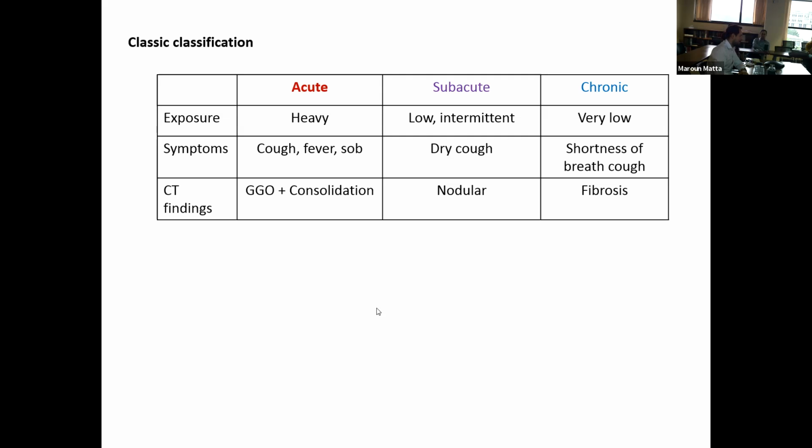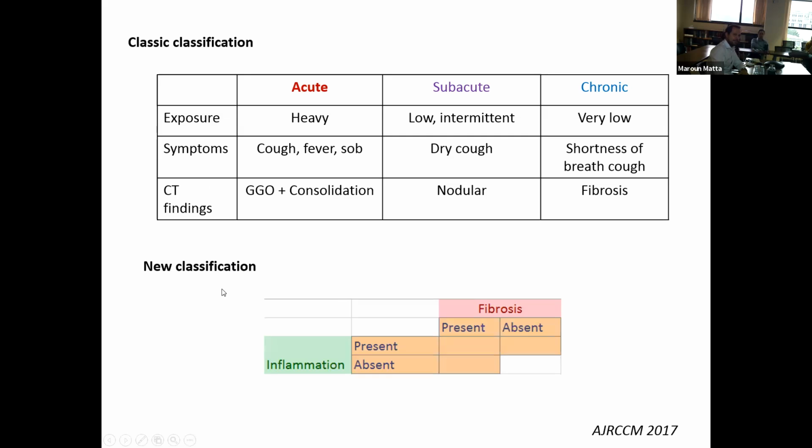No one presents with acute, subacute, or chronic. It's a mixture of all of the above. So we get lower and higher doses on different days. So we moved from that classification to a newer classification, and there's an even newer one from last year, but not all that different. So now it's just fibrosis or inflammation, right? You either have HP with fibrosis or you have HP with inflammation. The reason this matters, we'll talk about in a second.